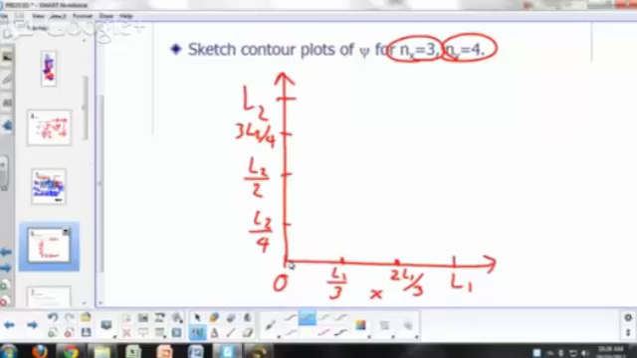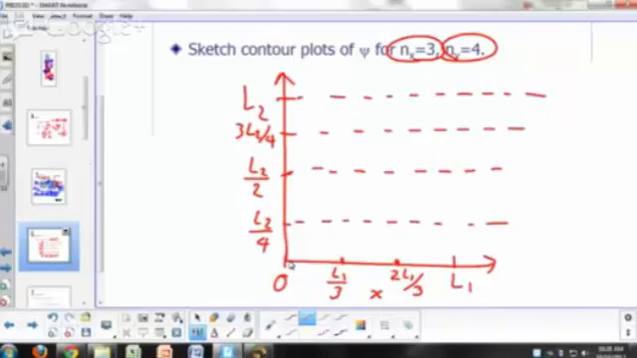Okay, so those are your nodes. That's a node, that's a node, that's a node, that's a node. And that's actually the edge of the box, so that's 0. So you have 3 nodes along the y-axis and 2 nodes along the x-axis. So those are nodal planes, actually. No, that's not nodal planes, nodal lines.